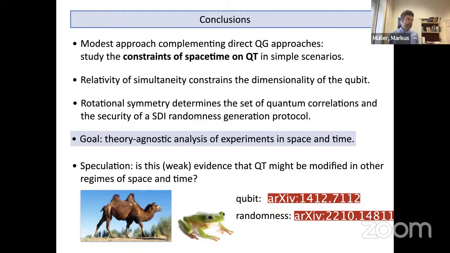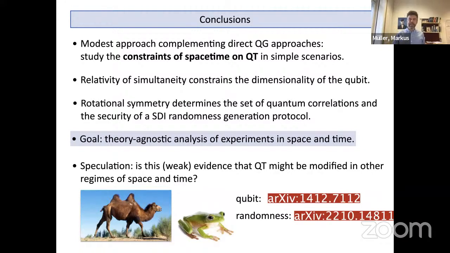Finally, I want to throw out some kind of speculation, namely, is this perhaps weak evidence that quantum theory might be modified in other regimes of space and time? Now, if you go back to the camels, then you can kind of see why you would conclude that. You find, okay, I've only seen camels with two humps in my life, but I can kind of understand two humps as a consequence of heat and the desert. So maybe in other regimes where I haven't traveled before, they wouldn't have two humps.